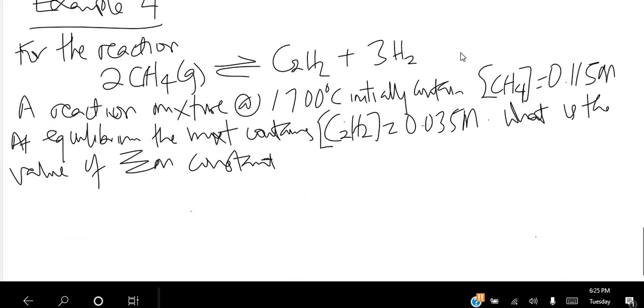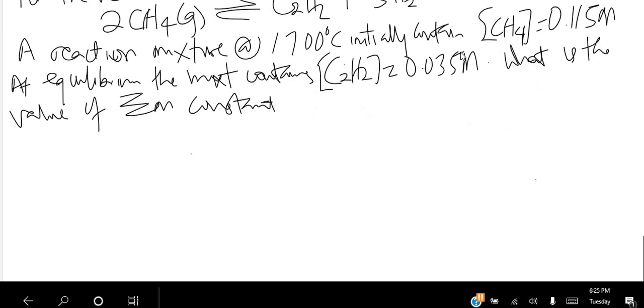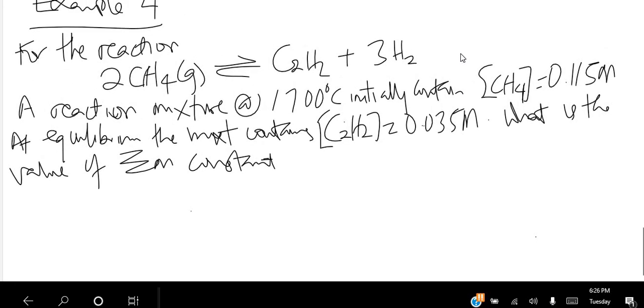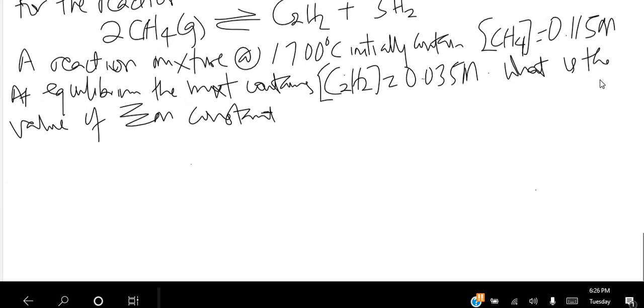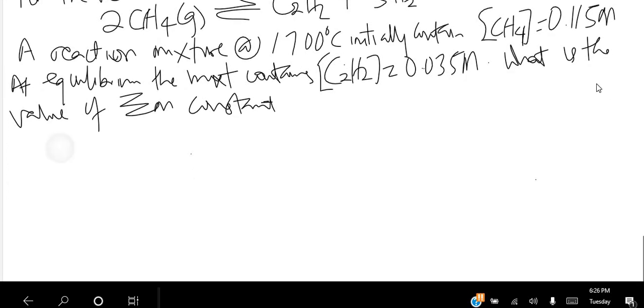Next, similar problem. For this reaction, right? So we have the concentration of our reactant to be 0.115 molar. At equilibrium, it contains this molar of C2H2, what is the equilibrium constant? So what we're going to do is, again, use the balanced equation as a guide, and we prepare our ICE table this way.